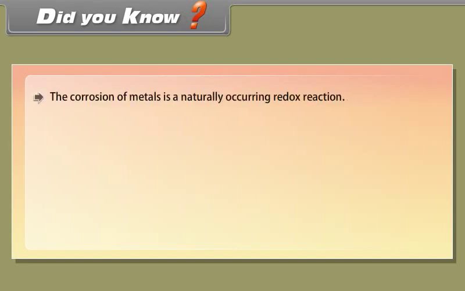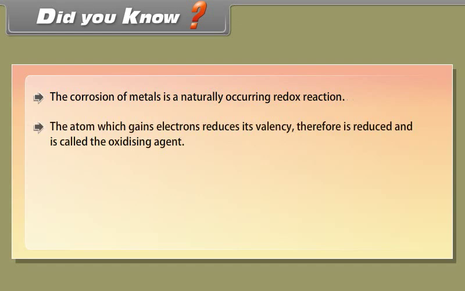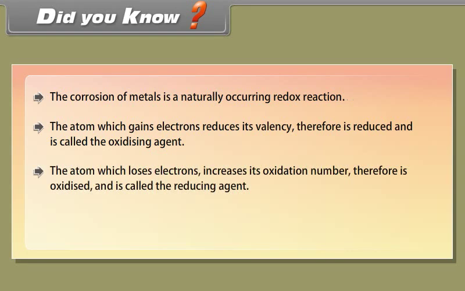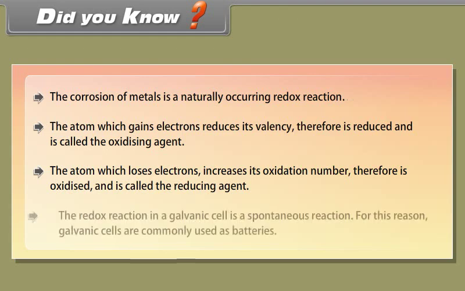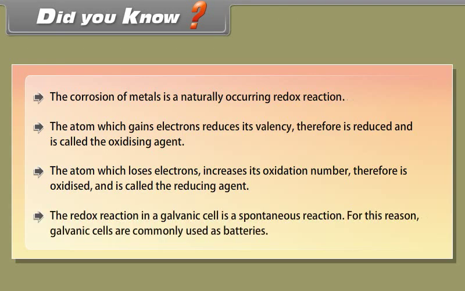Did you know? The corrosion of metals is a naturally occurring redox reaction. The atom which gains electrons reduces its valency, therefore is reduced and is called the oxidizing agent. The atom which loses electrons increases its oxidation number, therefore is oxidized and is called the reducing agent. The redox reaction in a galvanic cell is a spontaneous reaction. For this reason, galvanic cells are commonly used as batteries.